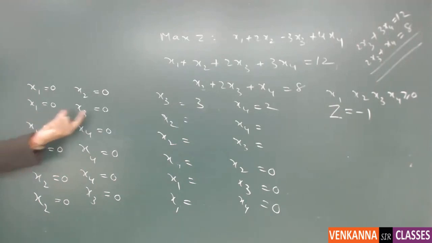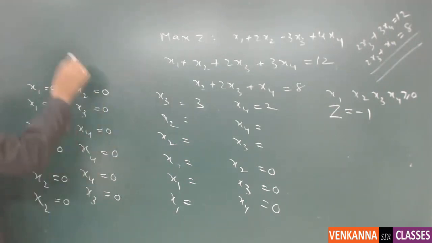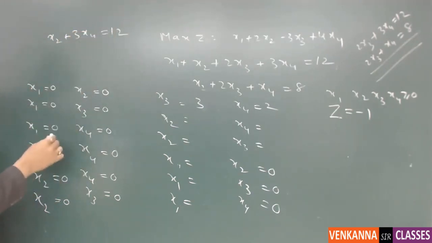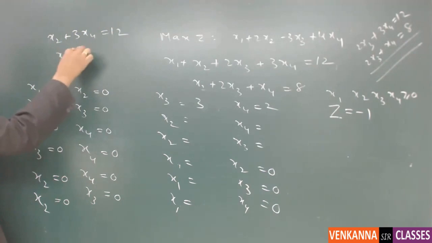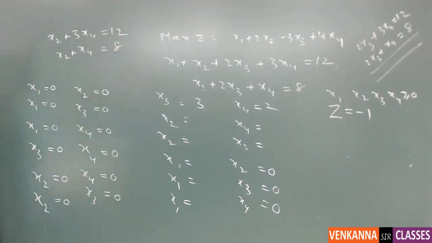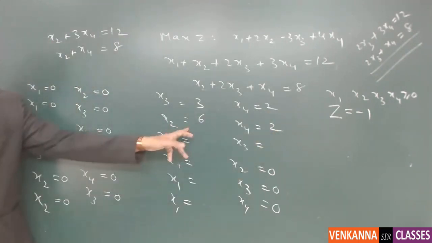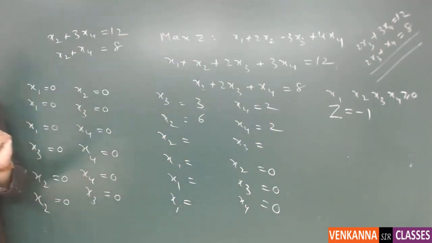You put x1 equal to 0, x3 equal to 0. Then it comes x2 plus 3x4 is equal to 12, and x2 plus x4 is equal to 8. You solve them. Give me the values of x2 and x4 as well. 6, 2, that's right. Again, put these values in the objective function and you get the value of z. x2 is 6, x4 is 2. Answer is 20, right?